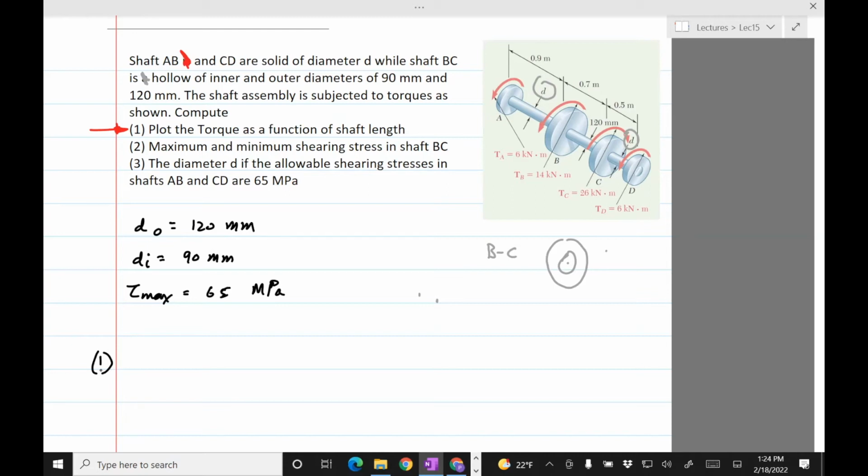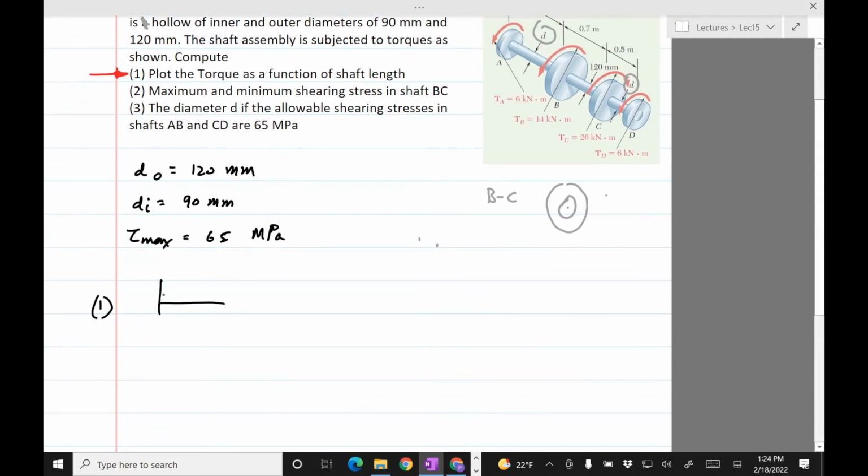Okay, so the book doesn't quite emphasize torque diagrams, torque as a function of length, but I think they're important because unless you find the torque as a function of length, you don't know where the torque would be maximum. And if you don't know where the torque is maximum, you cannot compute where the shear stress is maximum. So you'd not be able to design something unless you know the maximum. So we're going to try to draw the torque as a function of distance.